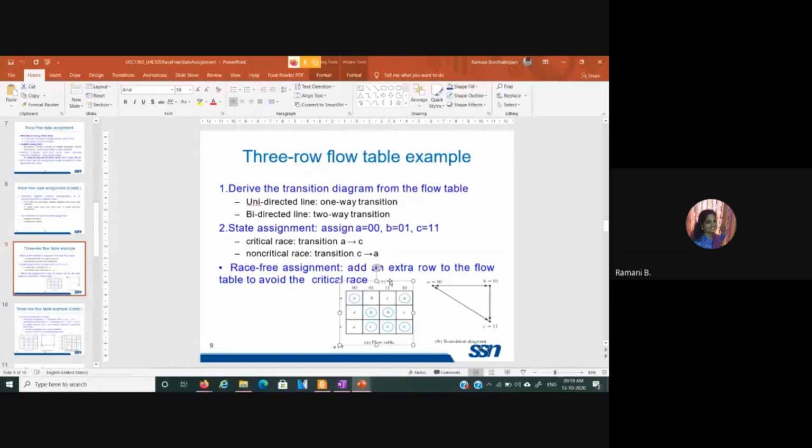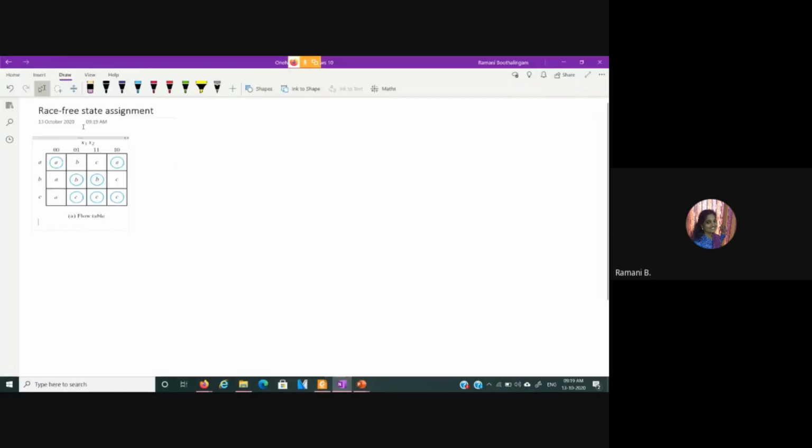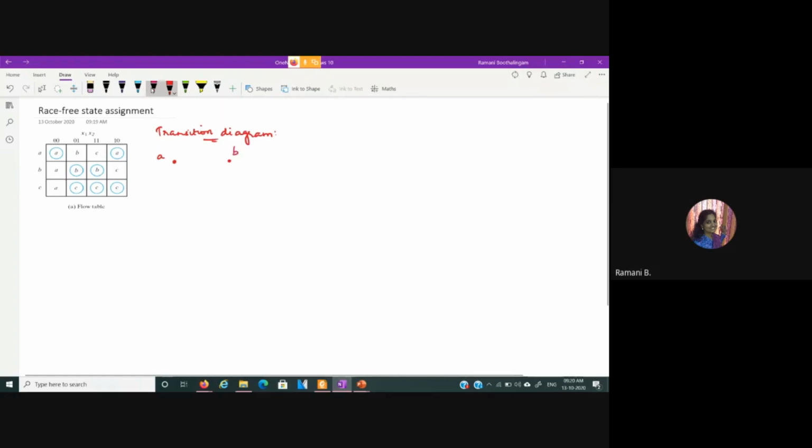So here, this is a 3-row flow table. With this, let us see how you can draw the transition diagram. So here you have three states A, B and C. Let us mark those with dots. Then we check for the conditions.